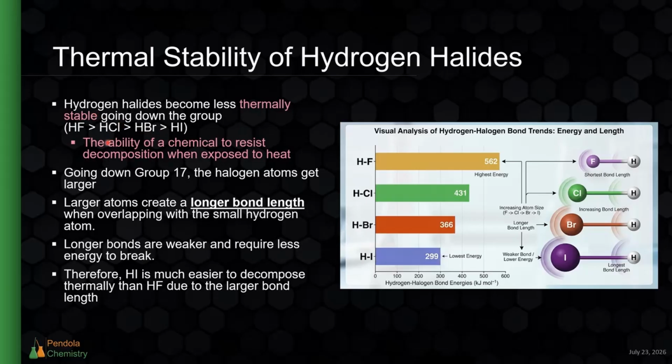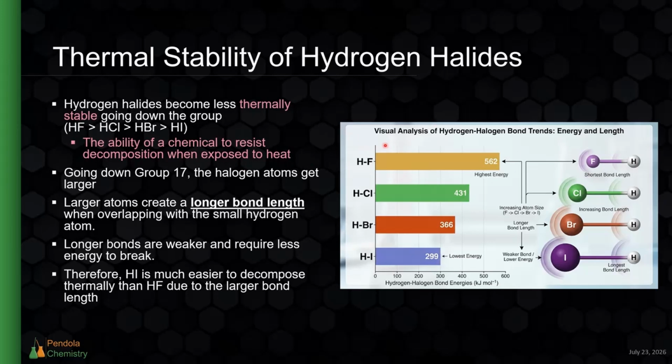As we go down the group, fluorine, chlorine, bromine, and iodine, hydrogen halides become less stable, meaning that it takes a much higher amount of energy for hydrogen fluoride to start breaking apart into hydrogen and fluorine than it does for hydrogen iodide. Hydrogen iodide will start turning back into hydrogen and iodine at a much lower temperature than hydrogen fluoride, and we saw that's why it's an equilibrium reaction.